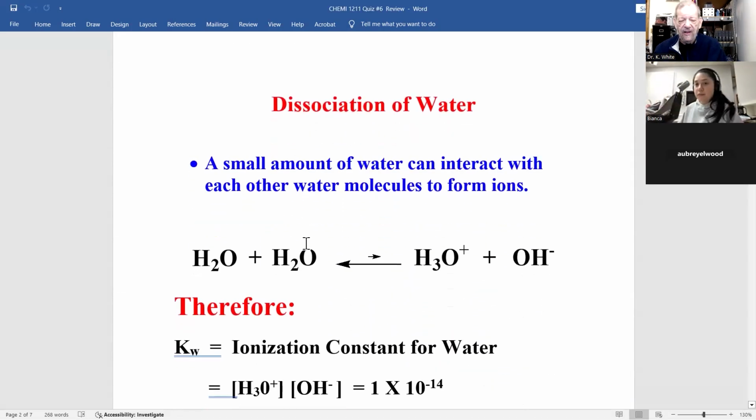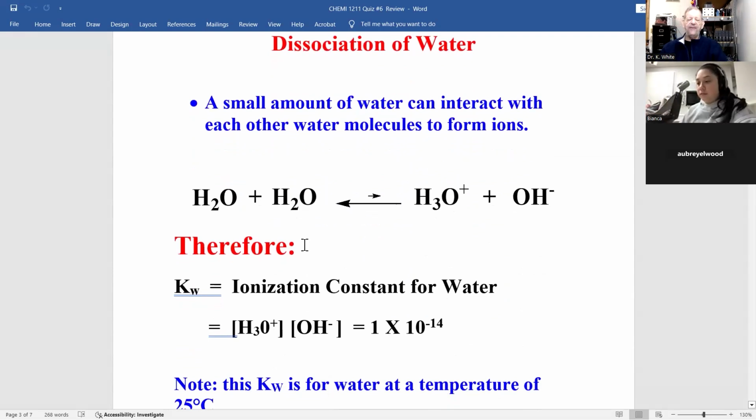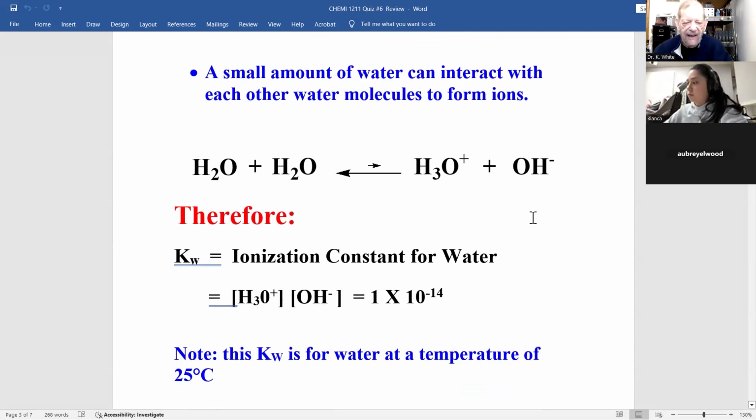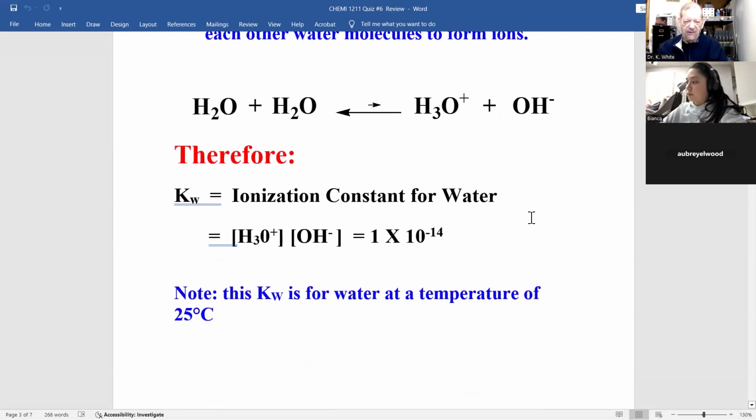All right, now, it turns out water can react with itself. This is called the dissociation of water, and it's an equilibrium. If you have two water molecules, the equilibrium is mainly on the left, but you'll form some hydronium ion, that's H3O plus, and hydroxide, OH minus. And the equilibrium constant is Kw. No, it's not named after me, Kenneth White. I wish it was, but it makes me feel good when I see Kw, my initials. And that's the ionization constant for water.